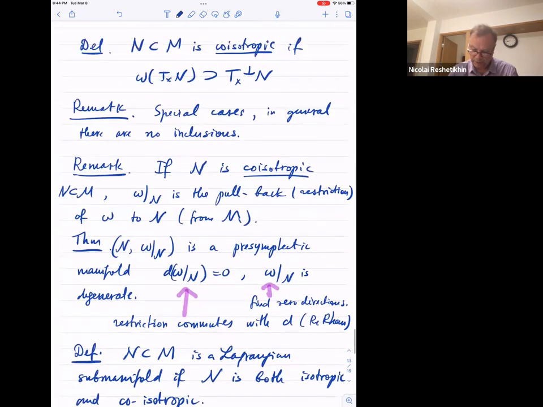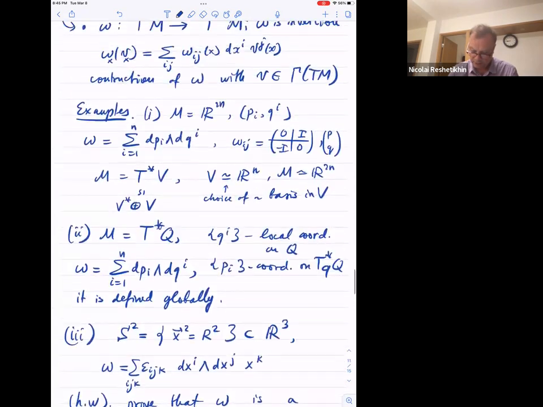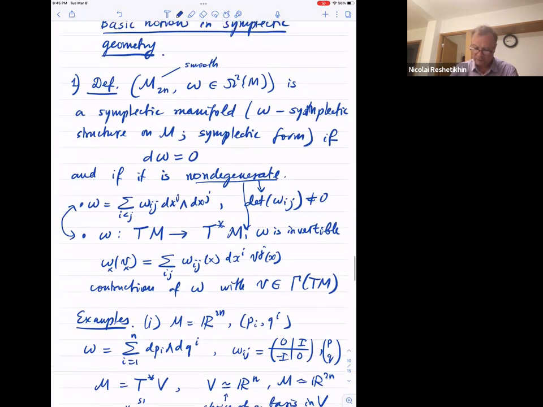Finally, just before the end, I will make a remark. I've made an assumption that M is even dimensional, and it's obvious that it must be even dimensional if you want to have non-degeneracy. A skew-symmetric matrix in an odd dimensional vector space will always have zero determinant. So this even dimensionality is forced by the non-degeneracy requirement.